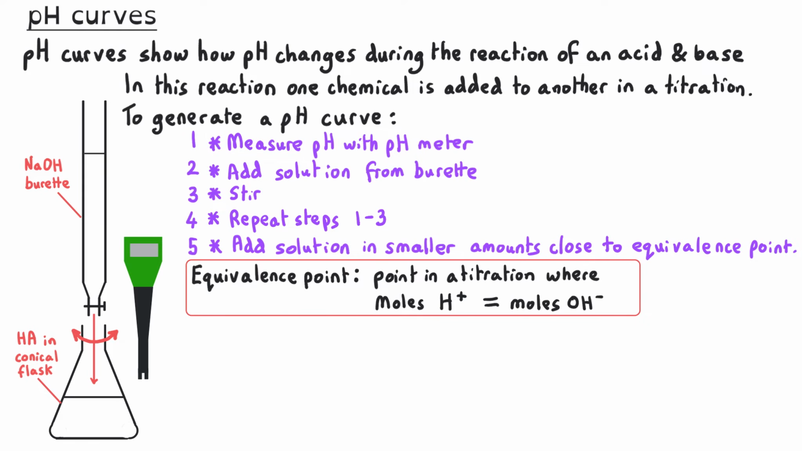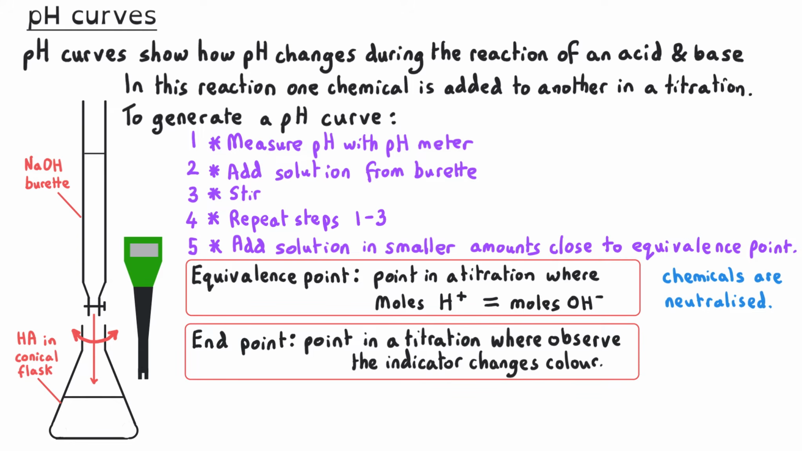In an acid-base titration, the equivalence point is the point in the titration where the moles of H+ ions is equivalent to the moles of hydroxide ions. And so the base would have neutralized the acid in my titration example that I'm showing here.